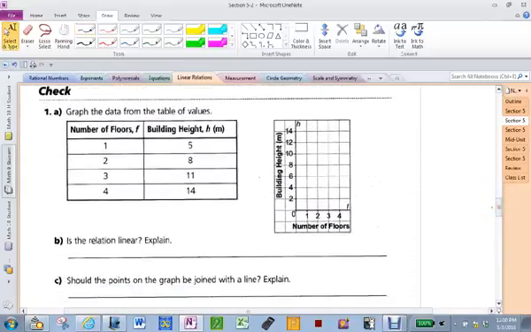All right, let's see if you guys can actually figure this out. I have been very nice and helped you with this graph. I put the number of floors down here and the building height here. Why? Because the number of floors is the independent variable and the other one's the dependent variable. Why is the number of floors the independent variable? Because it's the one that changes the other one. Yes. As you go up each floor, you are going up in height.